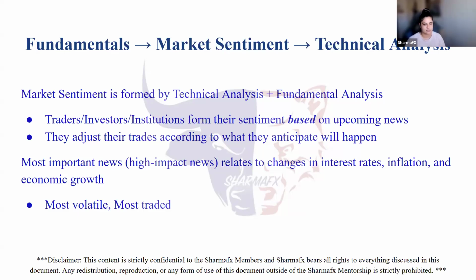So the most important news is the high impact news, which is going to be the red folders. And that relates to changes in interest rates, inflation, and economic growth. So like GDP, advanced GDP, prelim GDP, all that type of stuff. It's also the most volatile and the most traded, the red folders. That's where you're going to see massive wick rejections on lower time frames.